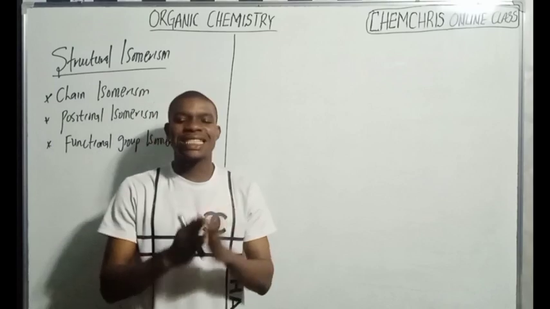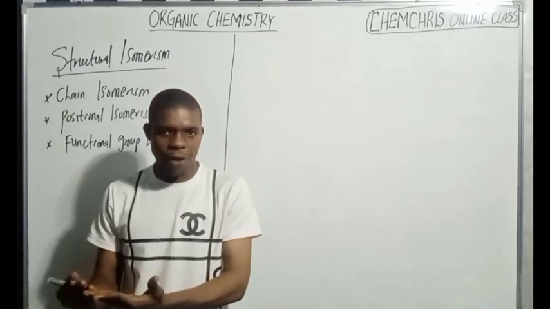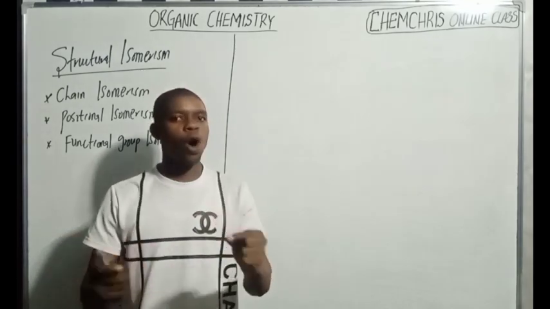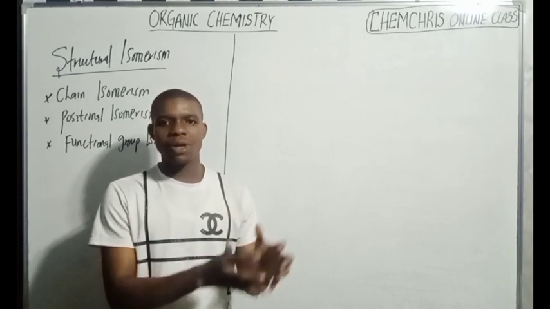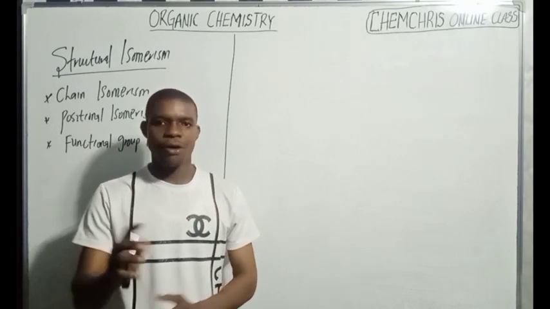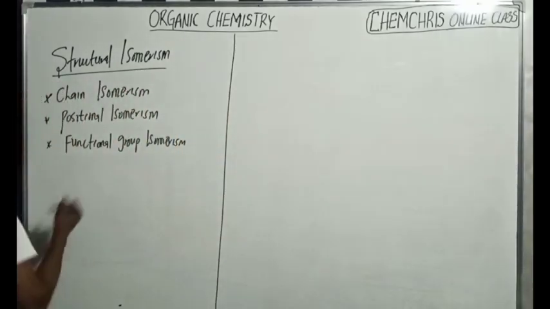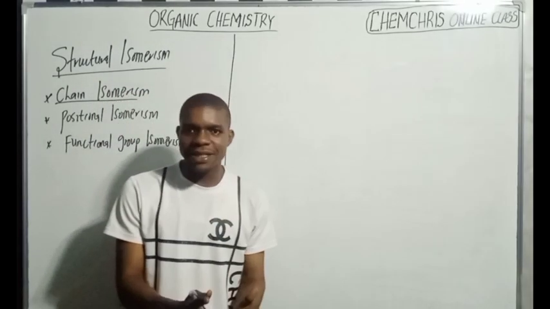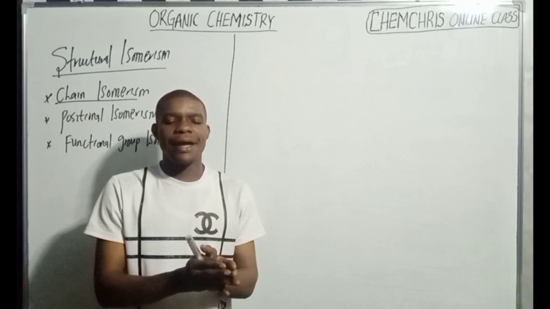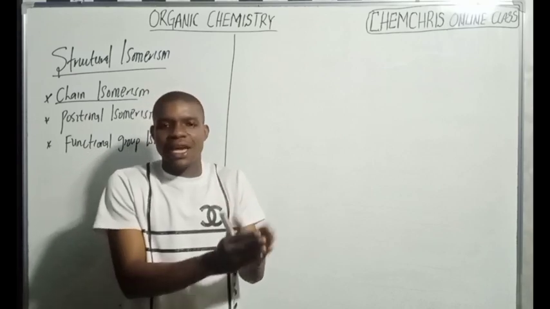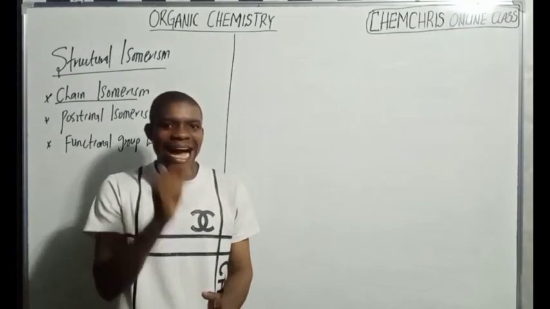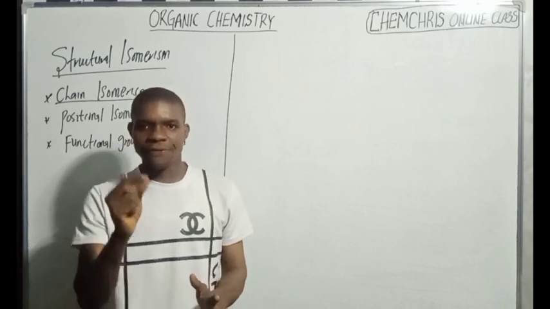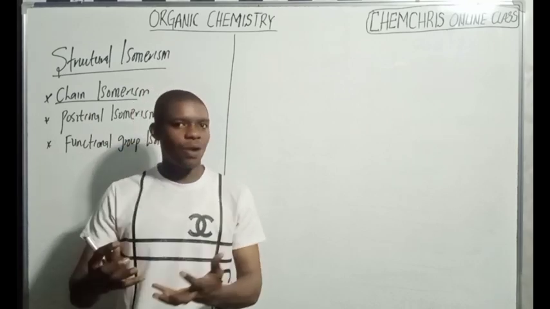Structural isomerism, the definition is the one I gave you earlier for isomerism. It is the type of isomerism whereby two or more compounds have the same molecular formula but different structural formula. Do you understand? So now let's look at chain isomerism. Chain isomerism is a type of isomerism whereby two or more compounds have the same molecular formula but differ in the arrangement of carbon atoms along the chain.